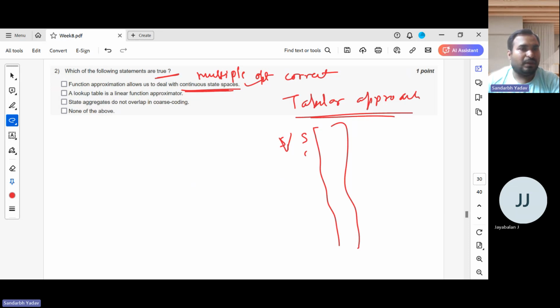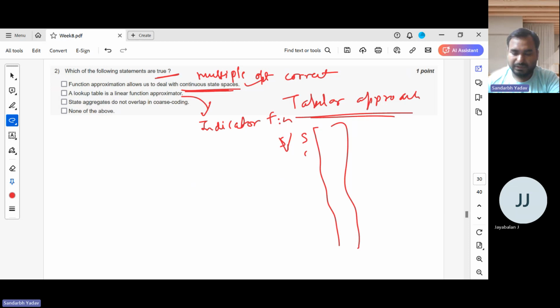Yes, that is true. So a lookup table is also a linear function approximator. This was also discussed in class. It is a linear function approximator. You will simply use an indicator function. So for every state, you will have an indicator function, which will light up only when we are considering that state.